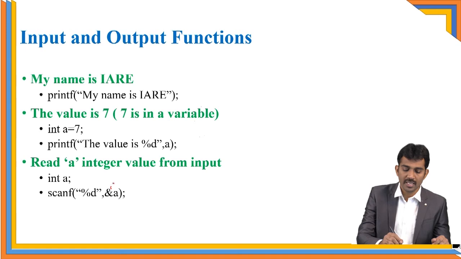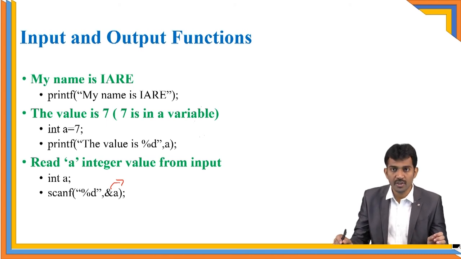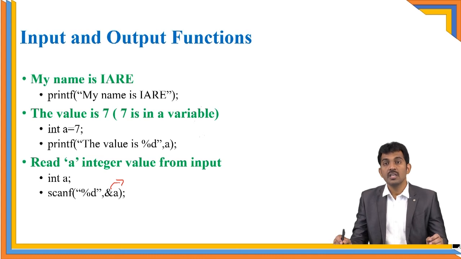Here you should use %d, ampersand. Ampersand is an address operator, right? When you mention ampersand of a, it means that the value which you read from the console is going to be stored at the variable a. Like that, you need to use an ampersand.